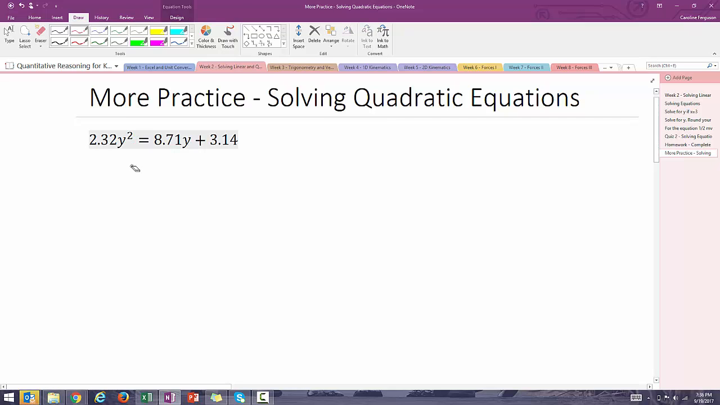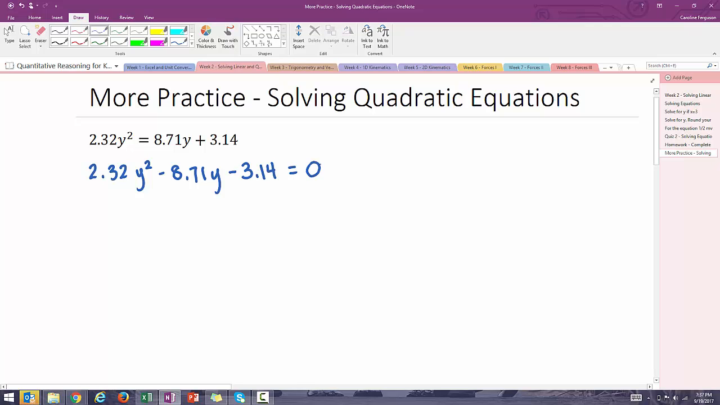So we're going to use the quadratic formula. Before we can start, we need to rearrange this equation so that the y squared comes first, then the y, and then the number, and then the equal sign with a 0 on the other side. So what we're going to do is move everything to the left side. We're going to leave the 2.32 y squared where it is, but then we're going to take the 8.71 y to the other side. And when we do that, we always change the sign of it. So the positive 8.71 y becomes negative. And likewise for the 3.14, when we move it to the left side of the equal sign, we get a negative 3.14.